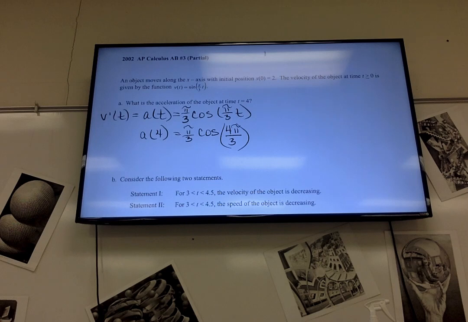Okay, so 4 pi over 3, I need to change to degrees, so I can figure this out. That's 240 degrees. 240 degrees is here-ish, which is 60 degrees past 180. So this is 60 degrees. That's the reference angle. So yes, it is a 30, 60, 90.